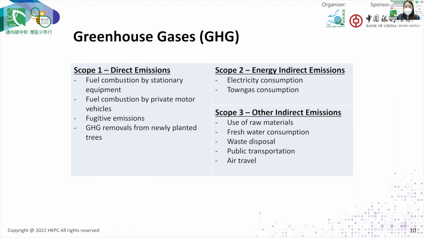And the greenhouse gases are majorly categorized into 3 scopes. Scope 1 is direct emissions, scope 2 is energy-related indirect greenhouse gas emissions, and scope 3 is other indirect emissions. We will cover them in detail in later parts.